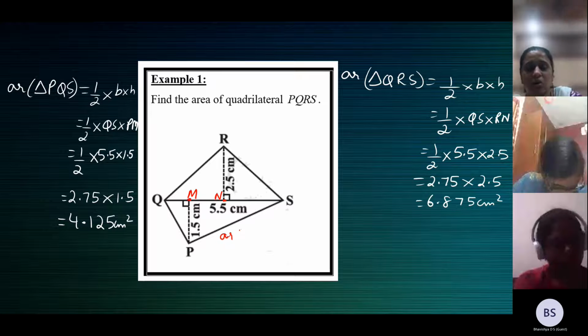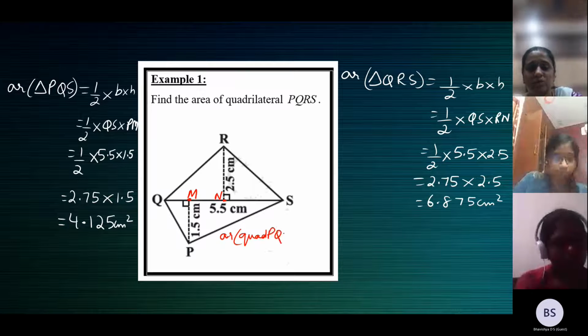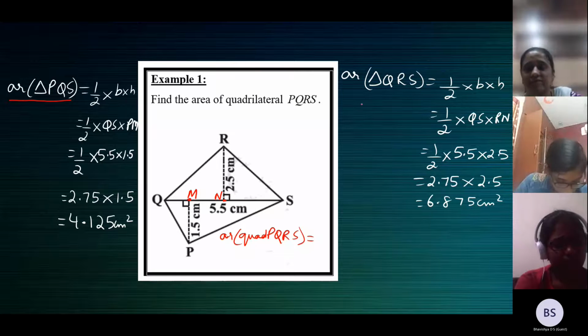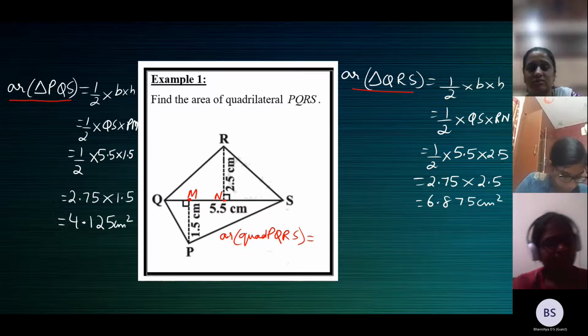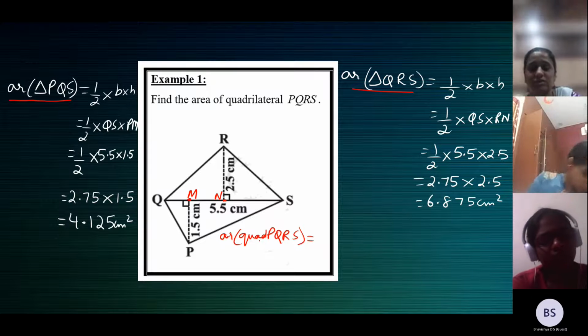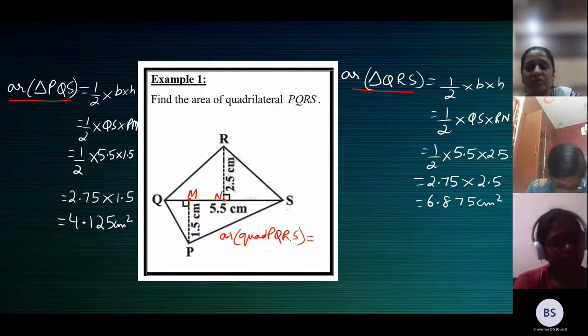Area of quadrilateral PQRS. See, I'm not using short forms. This is how we write. These are the standard ways of writing. You can write area of triangle PQS like this. The standard way of writing. I'm not using any short forms.